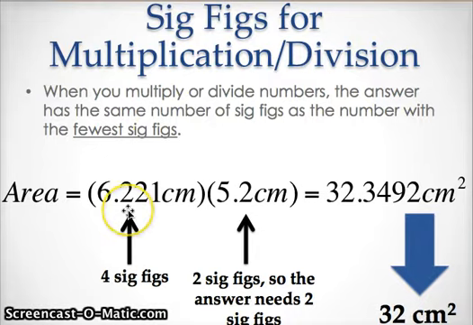So here, for example, we're looking at the area, length times width. 6.221, 4 sig figs here, times 2 sig figs here. So which of these is the smallest? 2. So our answer must have 2 sig figs, not 2 decimal places, 2 sig figs. Okay, so look, 2 sig figs. If we round this, it would be 32. 32 has 2 sig figs, so that must be our answer.